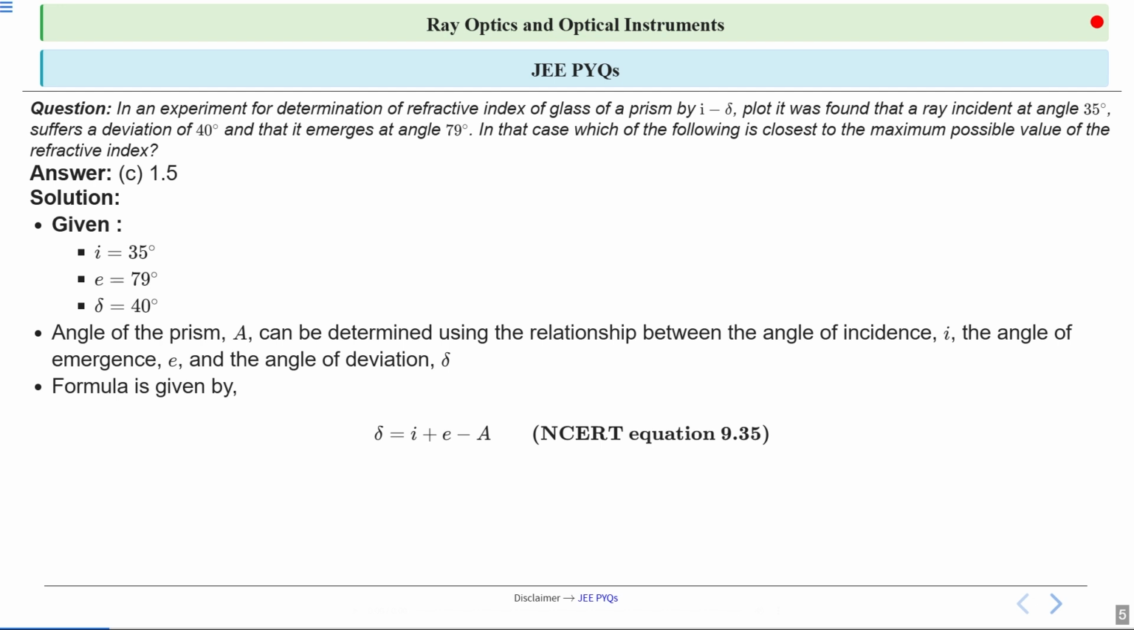So the formula is delta equals I plus E minus A. This is the key equation from the NCERT textbook, specifically equation 9.35. It helps us relate the angles to find the prism's angle. By rearranging the formula, we can solve for the angle of prism A. This gives us A equals I plus E minus delta. This step is crucial for our calculations.